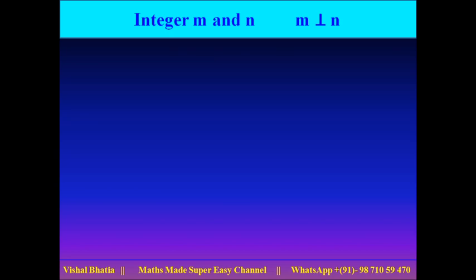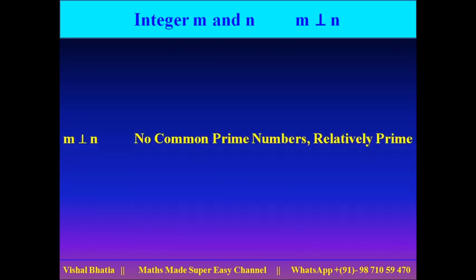What does this symbol m perpendicular n actually stand for? We know that this comes from geometry. It means if 2 lines are perpendicular to each other, we represent it by this symbol. But what if we were doing algebraic mathematics or numerical mathematics? Basically, if we show 2 numbers m perpendicular to n, it means they don't have any common prime factors, or these 2 numbers are relatively prime.